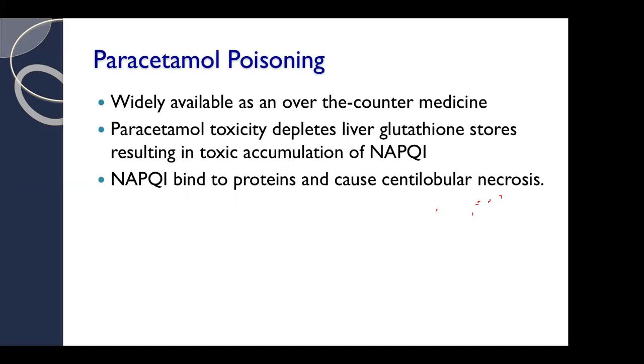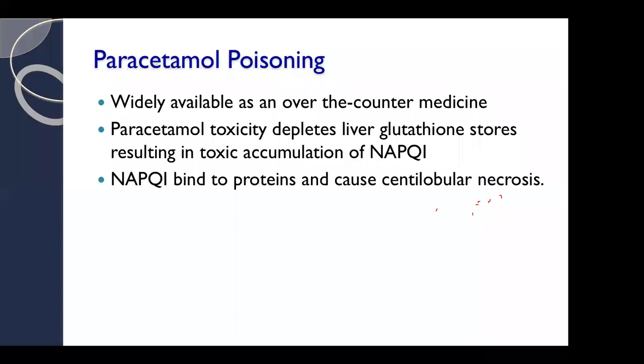Another very important cause of poisoning is paracetamol. It is widely available as an over-the-counter medicine, and usually inadvertent or intentionally overdose होता है इसका. Paracetamol toxicity depletes the liver glutathione stores, resulting in toxic accumulation. ये जो है जी N-acetyl-p-benzoquinone imine है. This is basically a metabolite of paracetamol, and normally it is degraded by glutathione. लेकिन जब paracetamol toxicity होती है तो the glutathione reserves are depleted, and hence resulting in toxic accumulation of NAPQI.